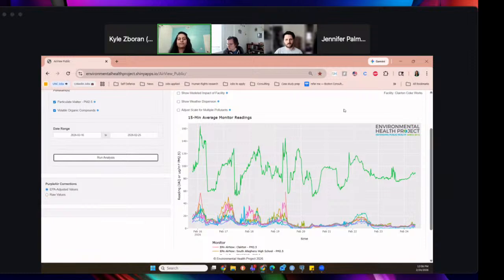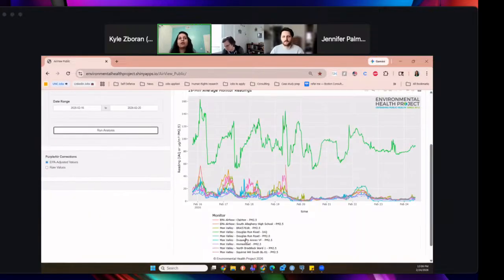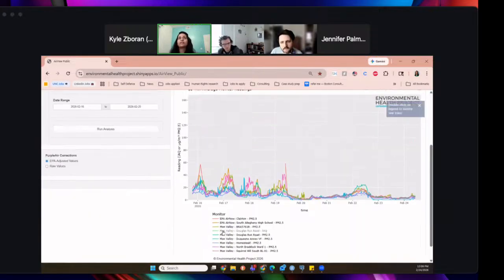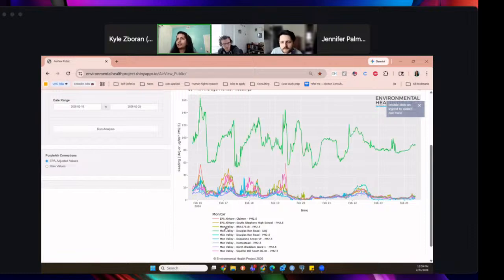On the right, you see 15-minute average monitor readings over time. Each line represents a different monitor location within the community. This layered view answers the question, what is in the air you're breathing? You can see when the readings rise or fall across the time window, whether pollution spikes are community-wide or localized, and whether there are any recurring daily patterns. You can select any of the monitors given here below to appear or disappear, to isolate their impact on the readings.